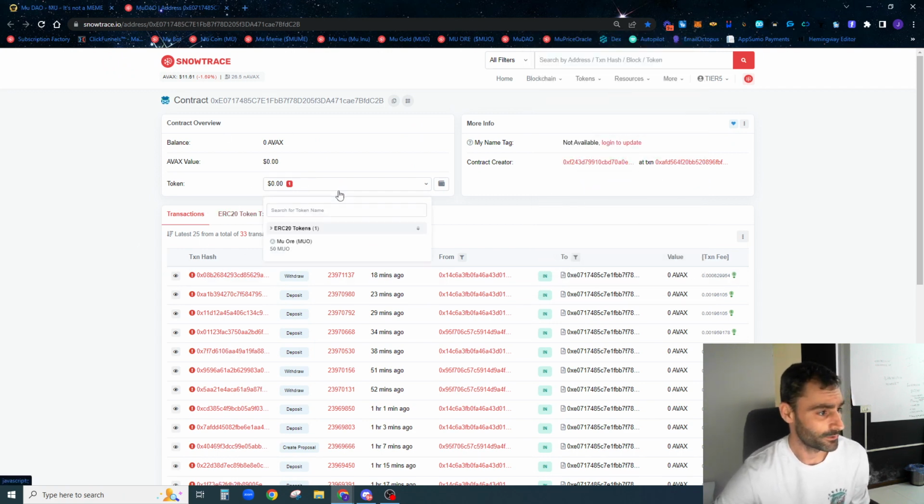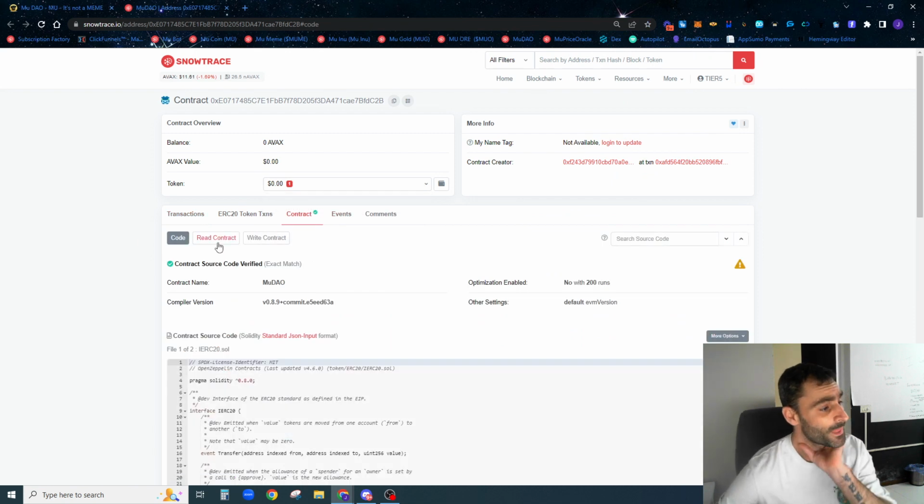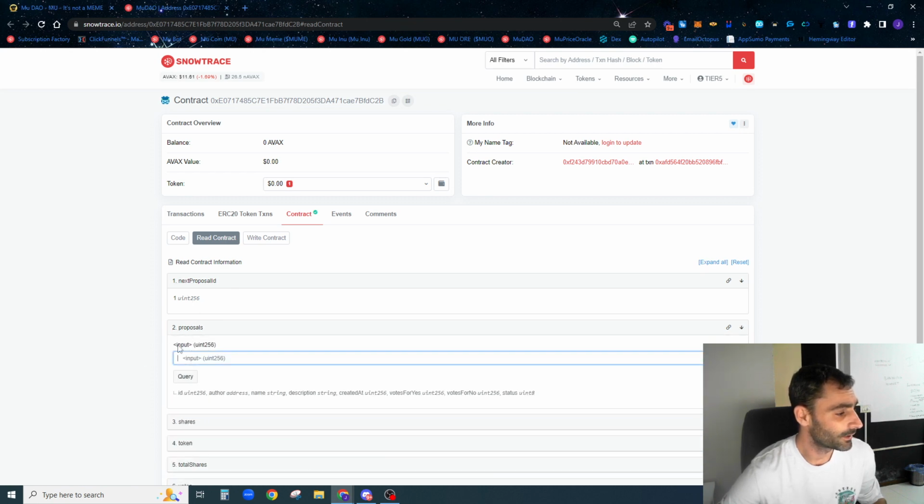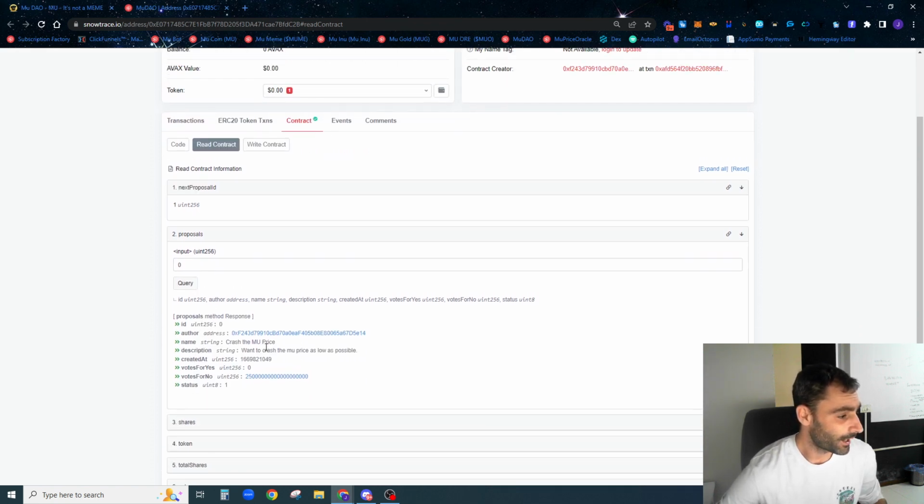First thing we're going to do is come to this contract here, and we can do some stuff. We can look and see what the next proposals are, and whether there are any proposals. Here is a proposal to crash the Mu price, and it was voted no, let's not crash the Mu price. We know those proposals are there because the next proposal ID is 1. Proposal 1 doesn't exist because that's the next proposal ID, but since this was 1, we know there must be a proposal 0.